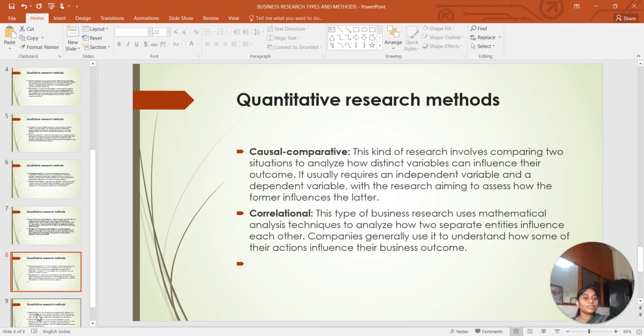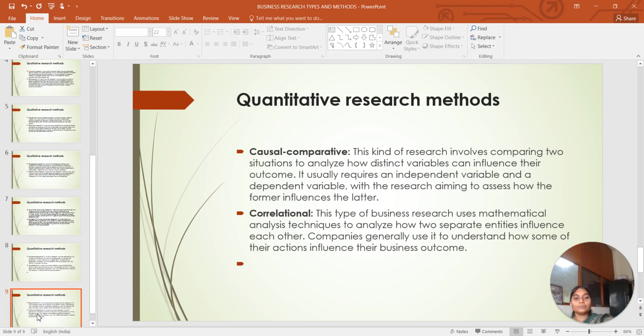And correlation. This type of business research uses mathematical analysis and techniques to analyze how separate entities influence each other. Companies generally use it to understand how some of their actions influence their business outcomes.